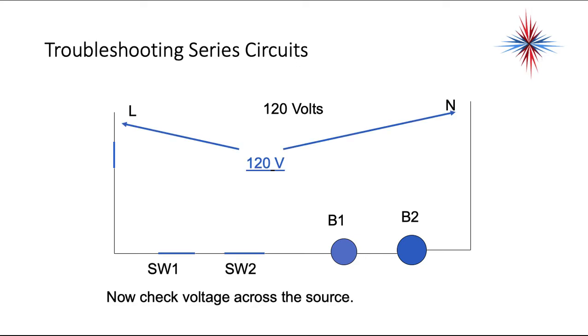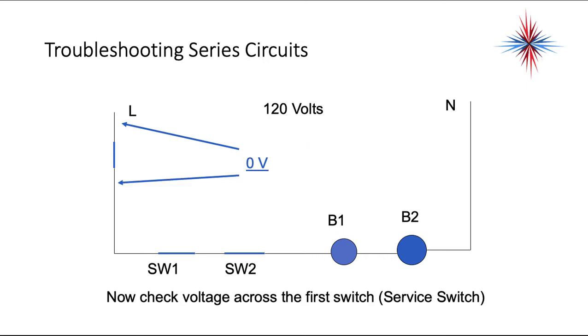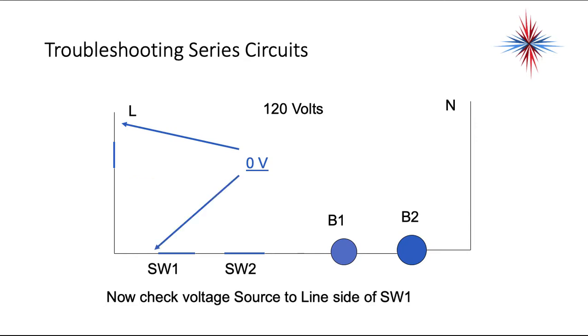You check the voltage across the source. In this case, we have 120 volts, which is what we expect. Check the voltage across the first switch. We get 0 volts. Now, voltage across a closed switch is 0 because there's no difference in potential. Check the voltage from source to line side of switch 1. 0 volts, it's what I expect.